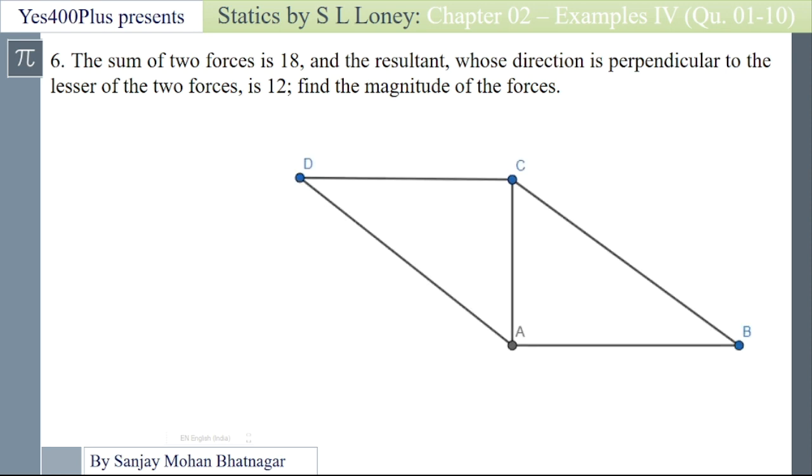सेम फिगर है बिल्कुल जैसा हम पिछले दो क्वेश्चन से कर रहे हैं और क्वेश्चन भी बहुत सरल है. ये रिजल्टेंट है और रिजल्टेंट R is equal to 12 or sum of two forces is 18. So if this force is P, then this is 18 minus P. Simple. And this angle is 90 degrees, so this angle is theta.